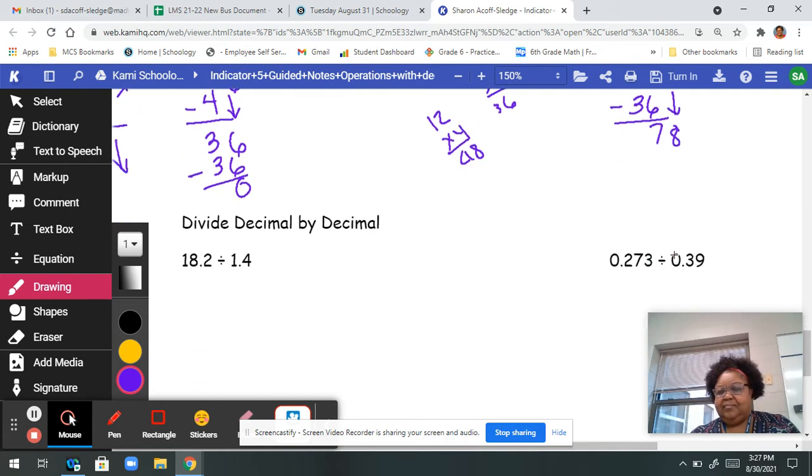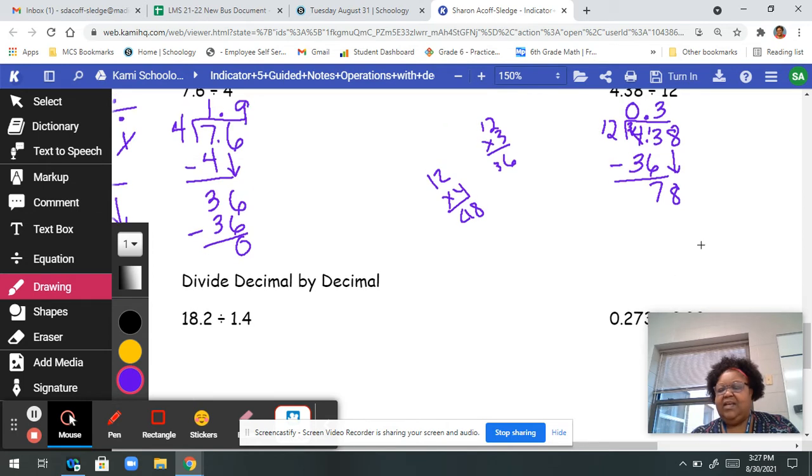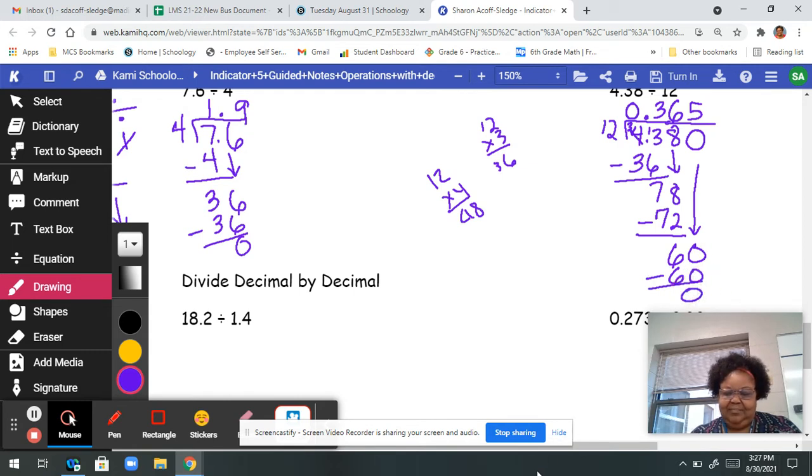Now, how many times does 12 go into 78? Well, 12 times 6 is 72. I think that's as much as I'm going to get. Then I'm going to subtract. Well, I have a remainder. So what I'm going to do is add a 0. I can add as many zeros behind a decimal as I want, and it won't change the number. So then I'm going to bring down this 0. 60 divided by 12 is 5. That's my division step. 12 times 5 is 60. That's my multiplication step. My subtraction.